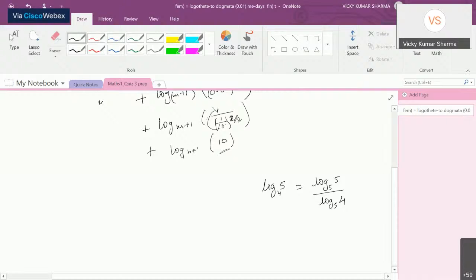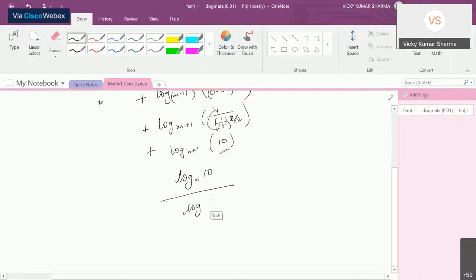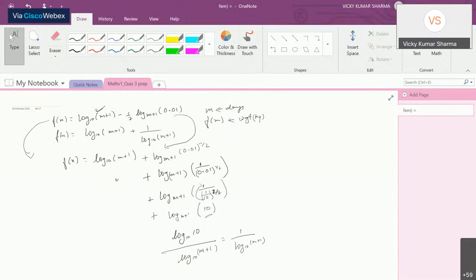So that is what we are doing here. Now we'll again change the base here. So log 10, I will take base 10 here, divided by log m plus 1 to the base 10. You got it? Okay, I got it now. So this is nothing but 1 by log 10 m plus 1. Okay, done.